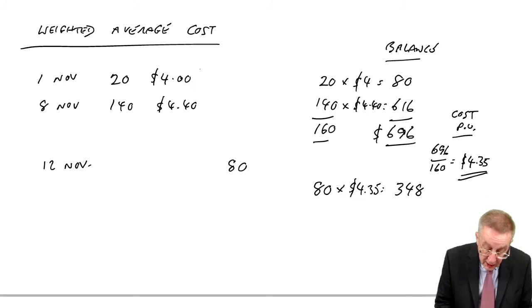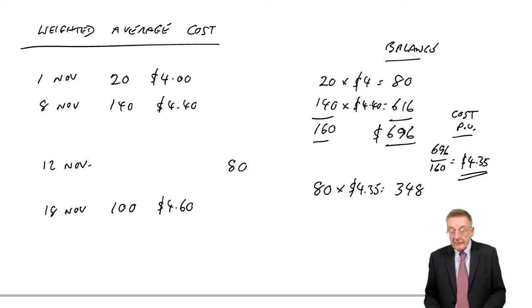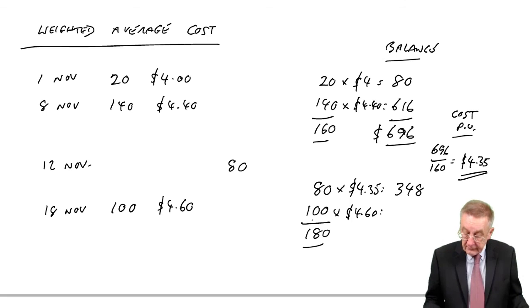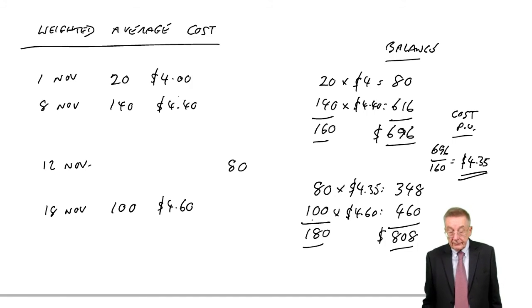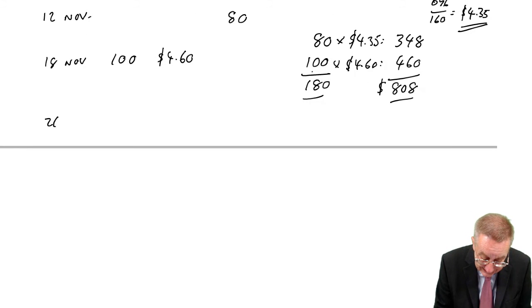But let's carry on. On the 18th of November, we received some more, another 100 units, and they're $4.60 units. So what's our balance? Add on another 100. We've now 180 units in inventory. They cost $4.60. And so the total value at that stage, 808. However, there's one more issue. So on the 26th of November, we issue 140.